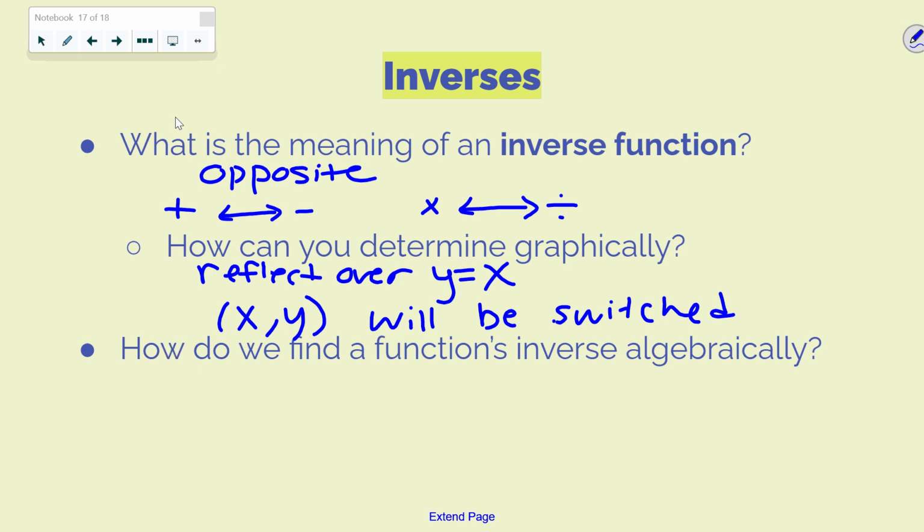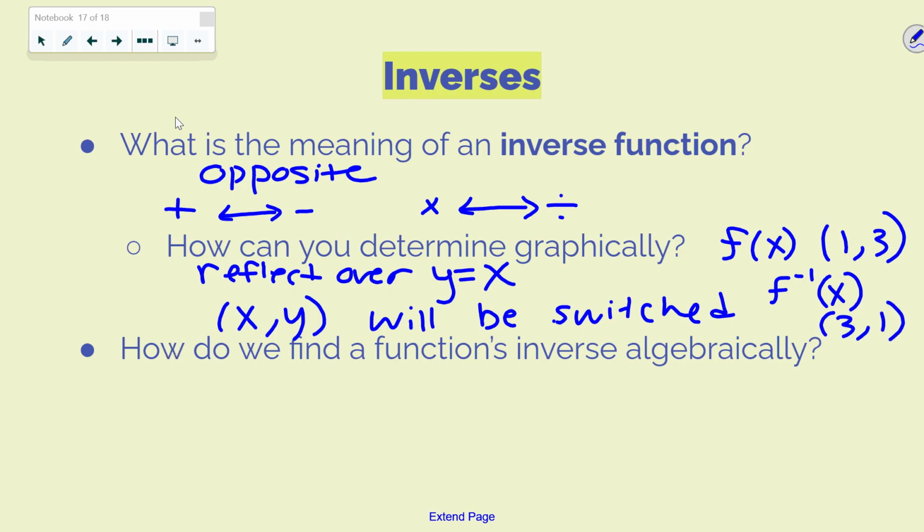Meaning, if my function has the point, so f of x is your original function, if you have the point 1, 3, like our graph just did, your inverse, so to be an inverse, we use the following notation: f with an exponent of -1 of x. That says f inverse of x, and that would have the point 3, 1. So when you see that notation moving forward with the -1 exponent, that means an inverse, and those points are just swapped.